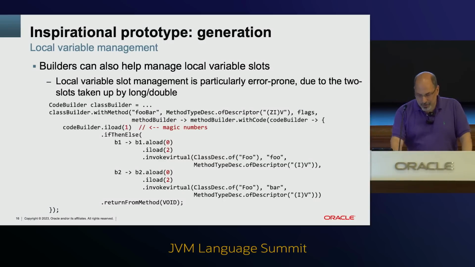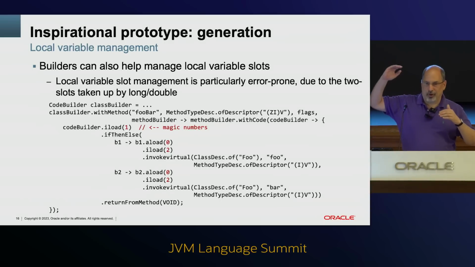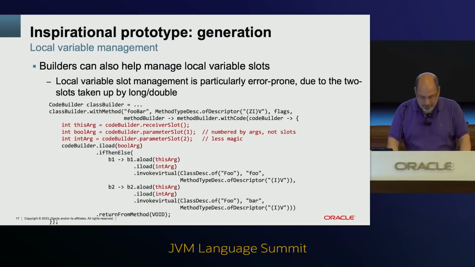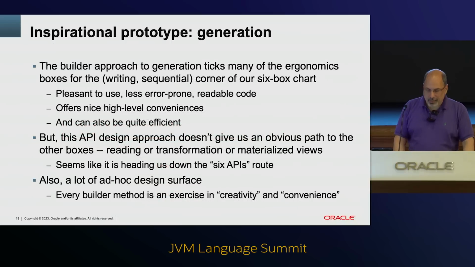So the code builder offers you some help, allowing you to index parameters by parameter number rather than by slot number. And in fact it also lets you allocate local variable slots, where you say, give me a new local variable slot, and it raises the high water mark. And when you exit the block that you declared it in, the high water mark goes back down. So this idiom offers a lot of conveniences for generating code more effectively. There are methods for give me the receiver slot, give me the slot number of parameters 1 and 2, and it lets you do it by parameter number instead. Okay, so that's pretty good.